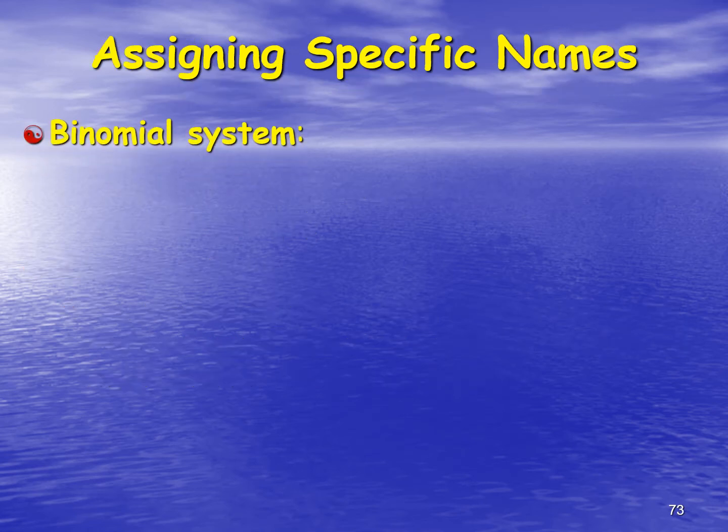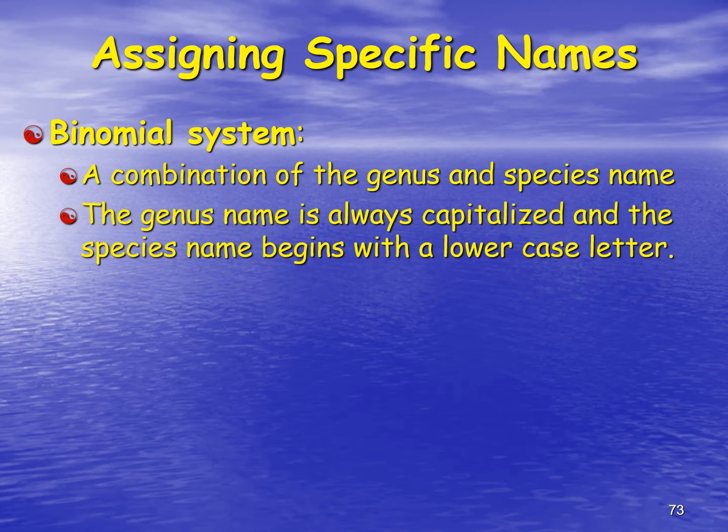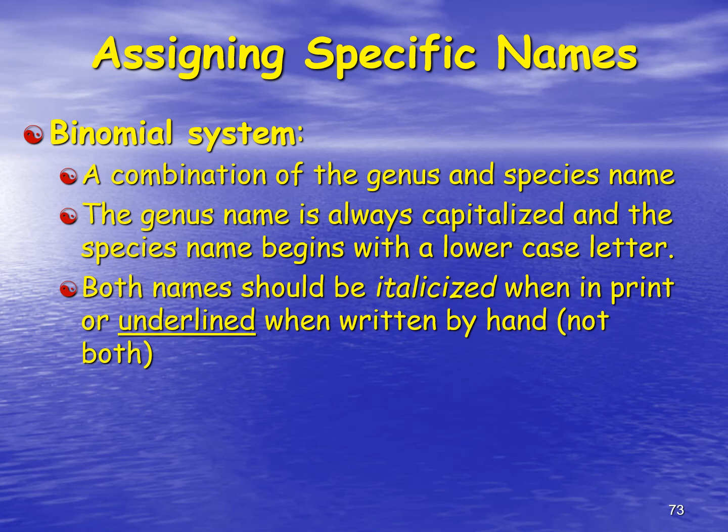We typically, for most organisms other than the viruses, use what we call a binomial system, bi meaning two, so two names. It's a combination of a genus name and a species name. The genus name is always capitalized, the first letter, and the species name always begins with a lowercase letter. Both names should either be italicized when in print or underlined when written by hand, but never both.